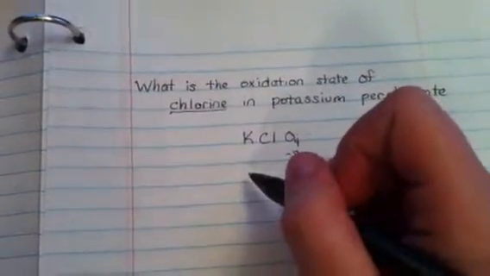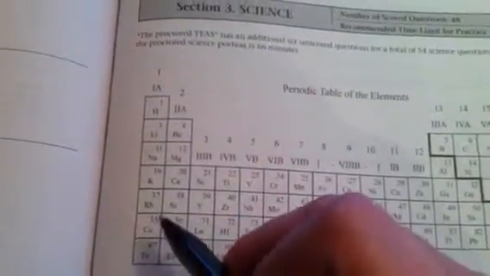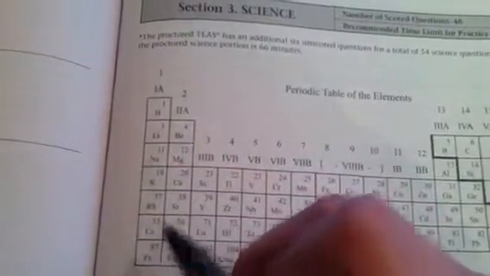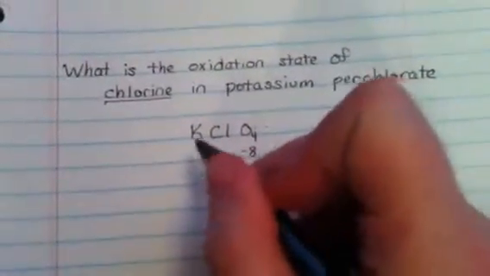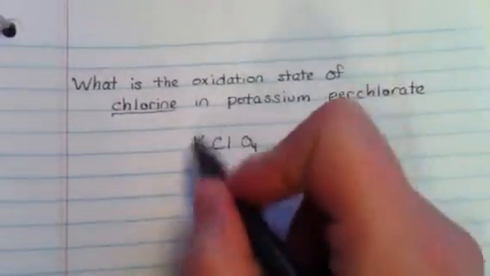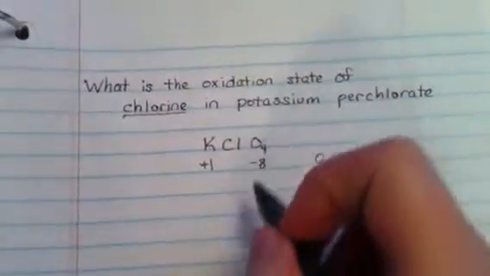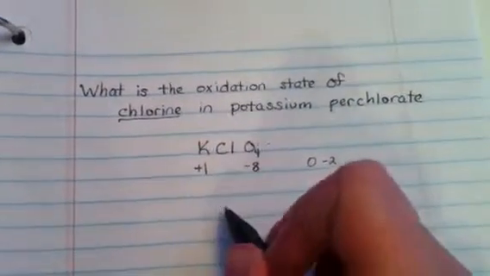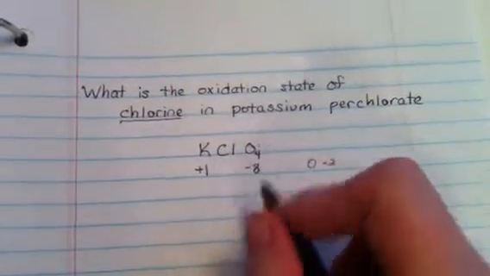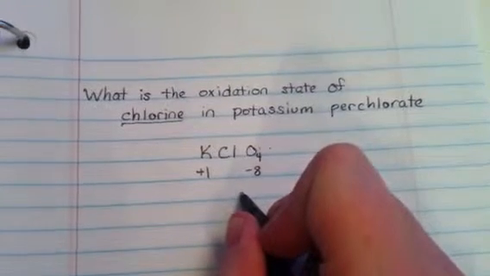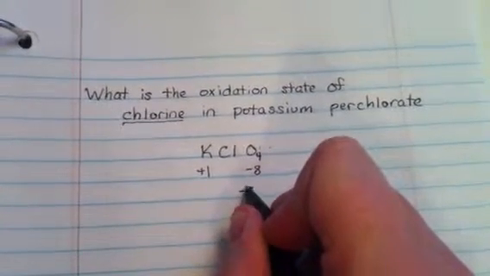Let's jump over to potassium. Referring to our periodic table, potassium is found in the first group over here. In the first group we have +1 charges. We only have 1 potassium ion, so it's a +1. So far we have -8 and a +1. If we add those together, we're going to have a -7. Let's put that right here: a -7 charge.